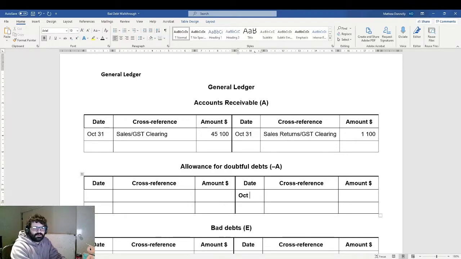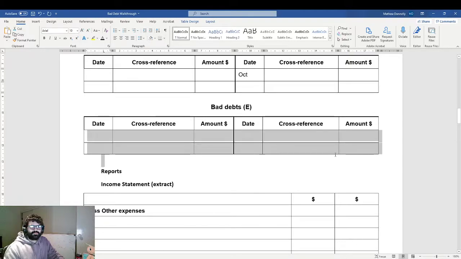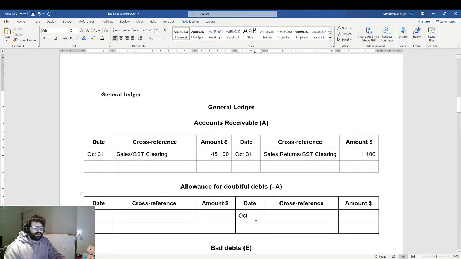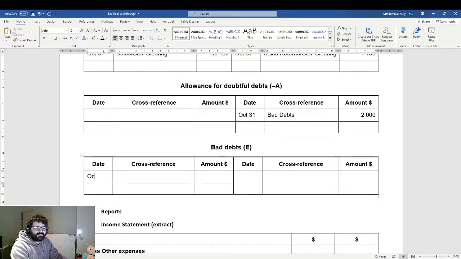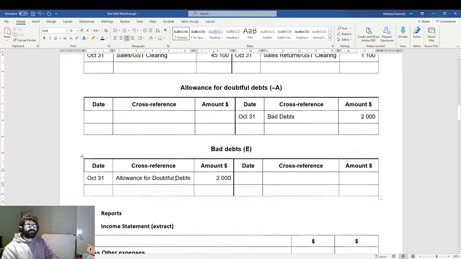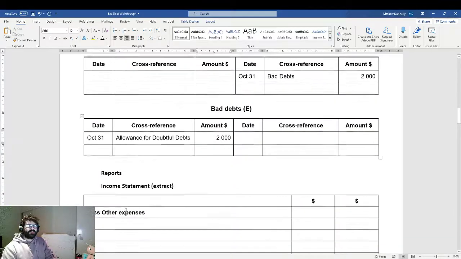So we go, just going to put all this through here. There we go. October 31, and we go bad debts, and that's our cross-reference 2,000, and in the bad debts October 31 allowance for doubtful debts 2,000. Nice and simple. That's all we need to do. So no more, no less.